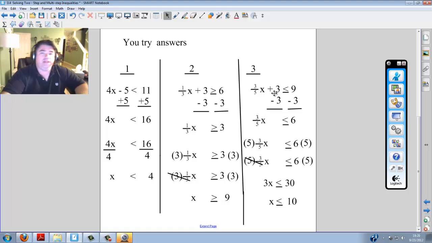Number 3, instead of plus 3, minus 3 to one side, minus 3 to the other. Then instead of divide by 5, times 5 to one side, times 5 to the other. Leaves 3x, which is 3 times x. So instead of times 3, we're going to divide by 3. Divide by 3 on one side, divide by 3 on the other. And we get x is less or equal to 10.